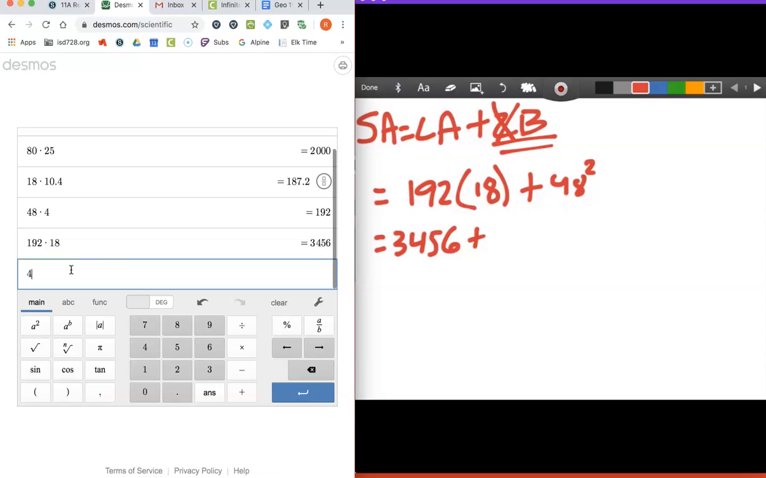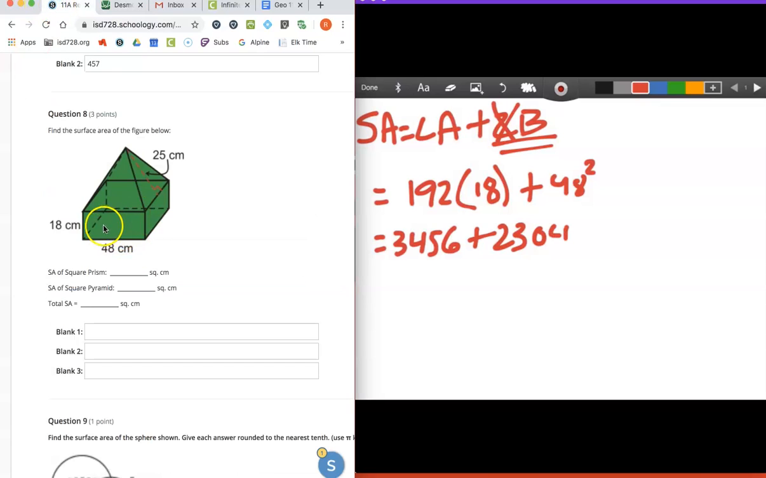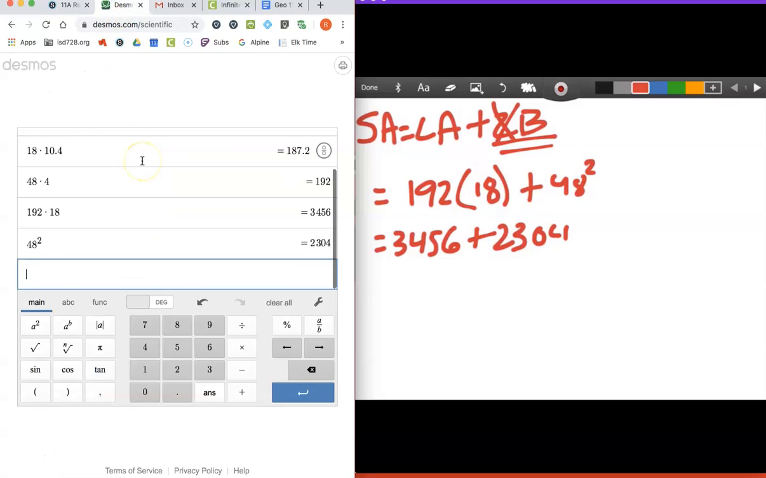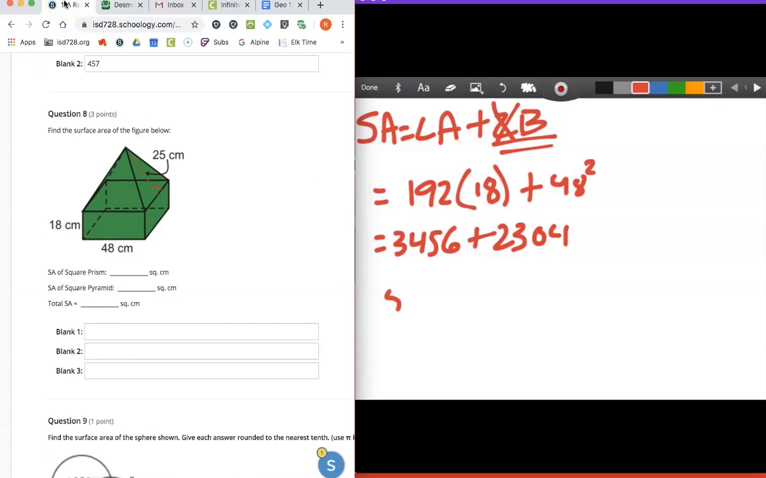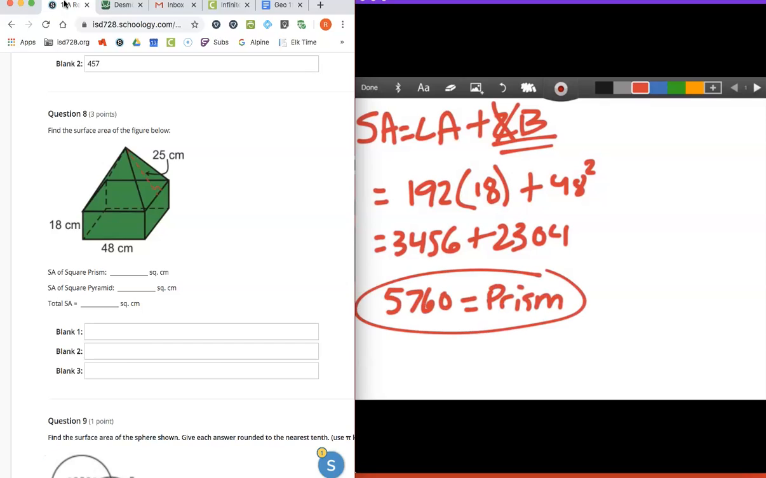48 squared. So we're going to have some big numbers here, but that's all right. 48 squared is 2304. I'm not going to double that because I'm not going to count the top. So 2304 is the size of the bottom square. The top square is actually inside, so it's kind of negligible. We're not going to count it. So we're going to do our 3456 plus 2304. 5,760 is our prism. That's all the outside sides of the prism.